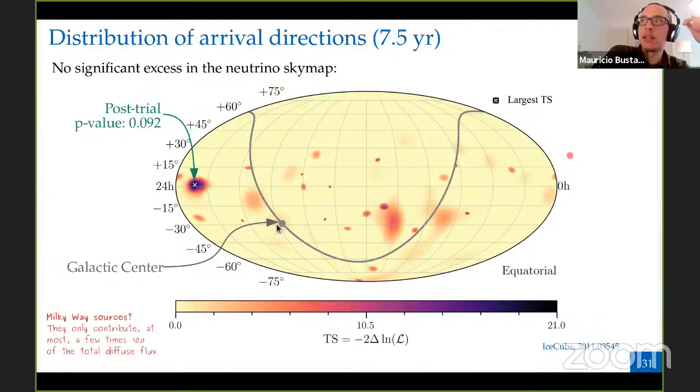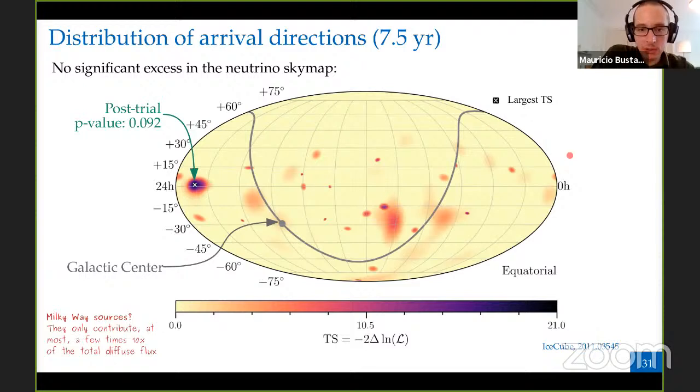Yeah, if these were neutrinos being made by sources inside the Milky Way, because there are more high energy potential neutrino source candidates along the galactic plane or towards the galactic center, then we would have seen more neutrinos coming from those directions. We didn't. So that's why we believe them to be mostly coming from extragalactic sources. Okay, that's the first thing.